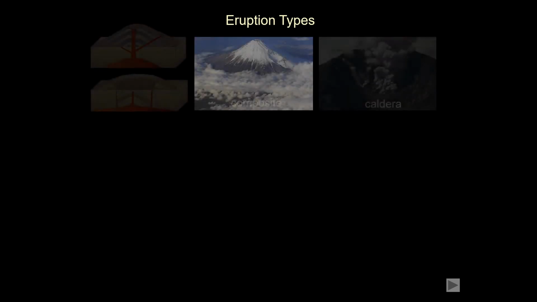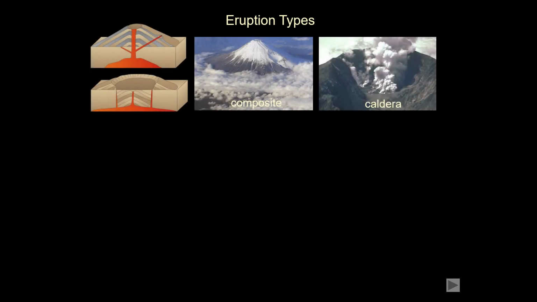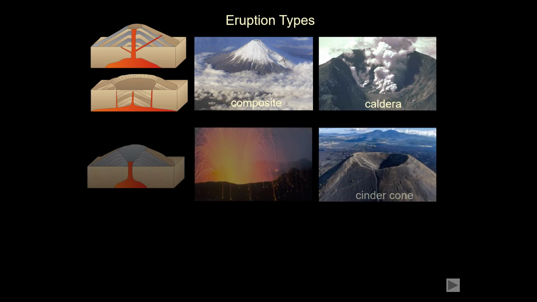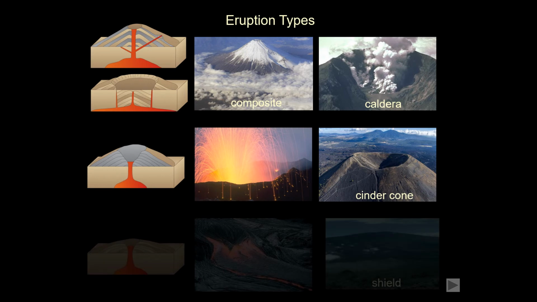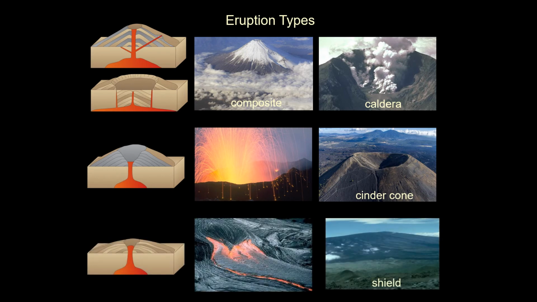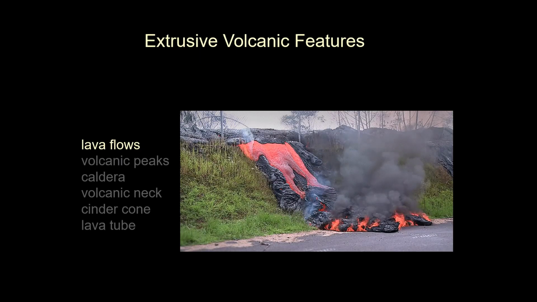If we are talking about eruption types, at the same time volcanic eruptions and volcanic landforms are related. So composite, explosive, caldera, then you have cinder cone, and you have shield volcano. Shield is the most common volcanic landform we see. So we have the different types of extrusive volcanic features. Make sure that you understand all of them.